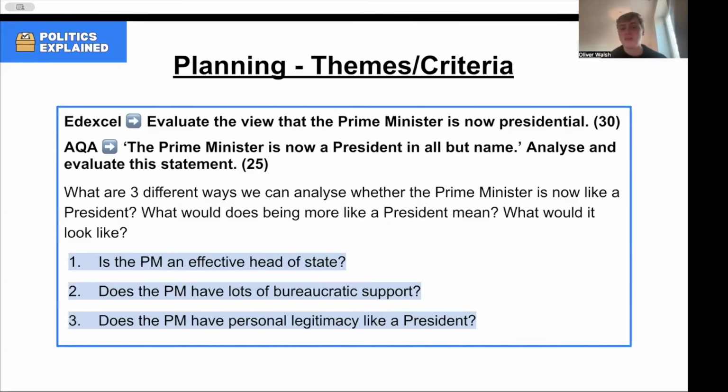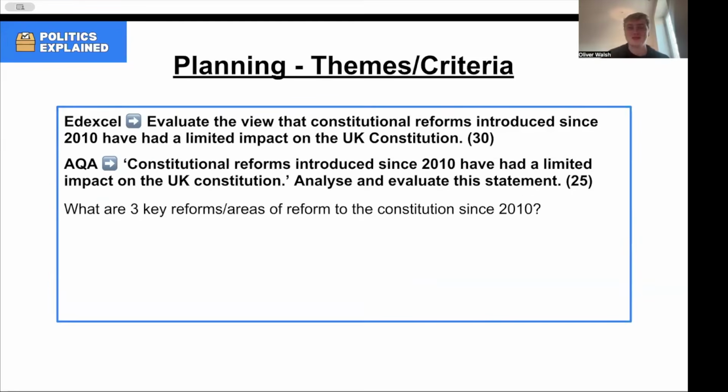And finally, does the Prime Minister have personal legitimacy like a president? This is a final key way you can analyse this question, because that's one of the key hallmarks of a president. They're elected personally rather than just being made prime minister due to their party, like in the UK. But one key argument is that the prime minister is now much more like a president because they often have that personal legitimacy separate from their party. So that personal support. Someone like Boris Johnson might be a good example of that. He was popular beyond the party for a while until he became very unpopular, of course.